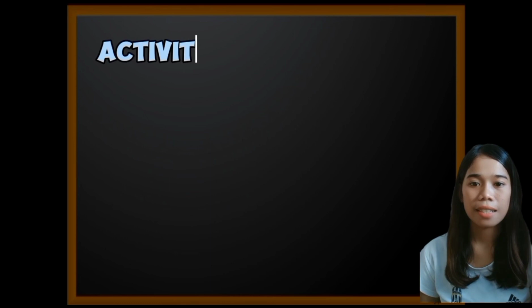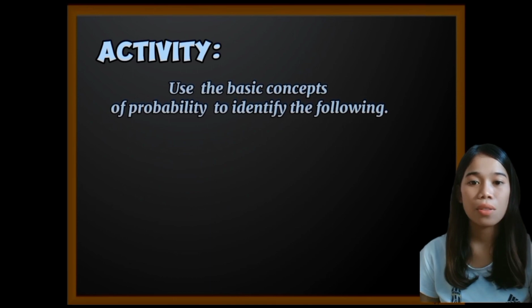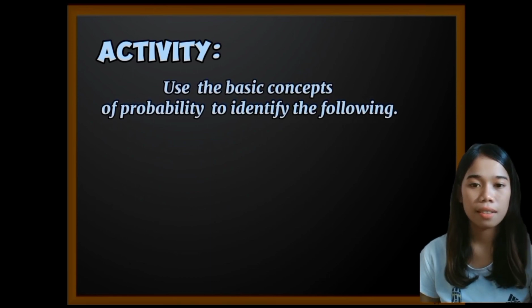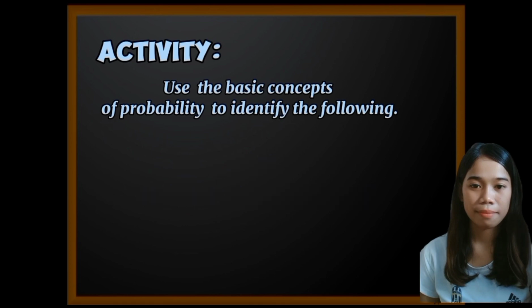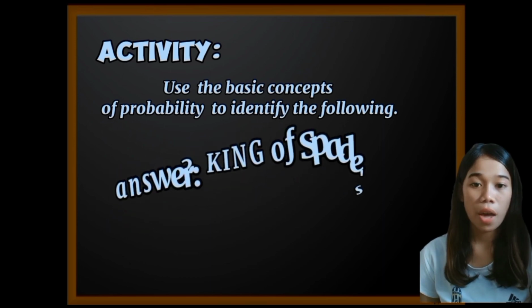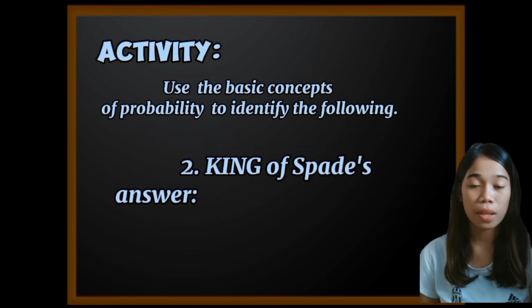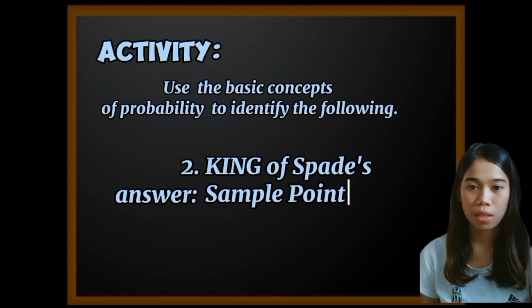Okay, now let us have an activity. Use the basic concepts of probability to identify the following. Number 1, tail. What do you think is the answer? Correct! The correct answer is sample point. What about number 2? We have king of spades. What do you think is the answer? Correct. The answer is sample point.